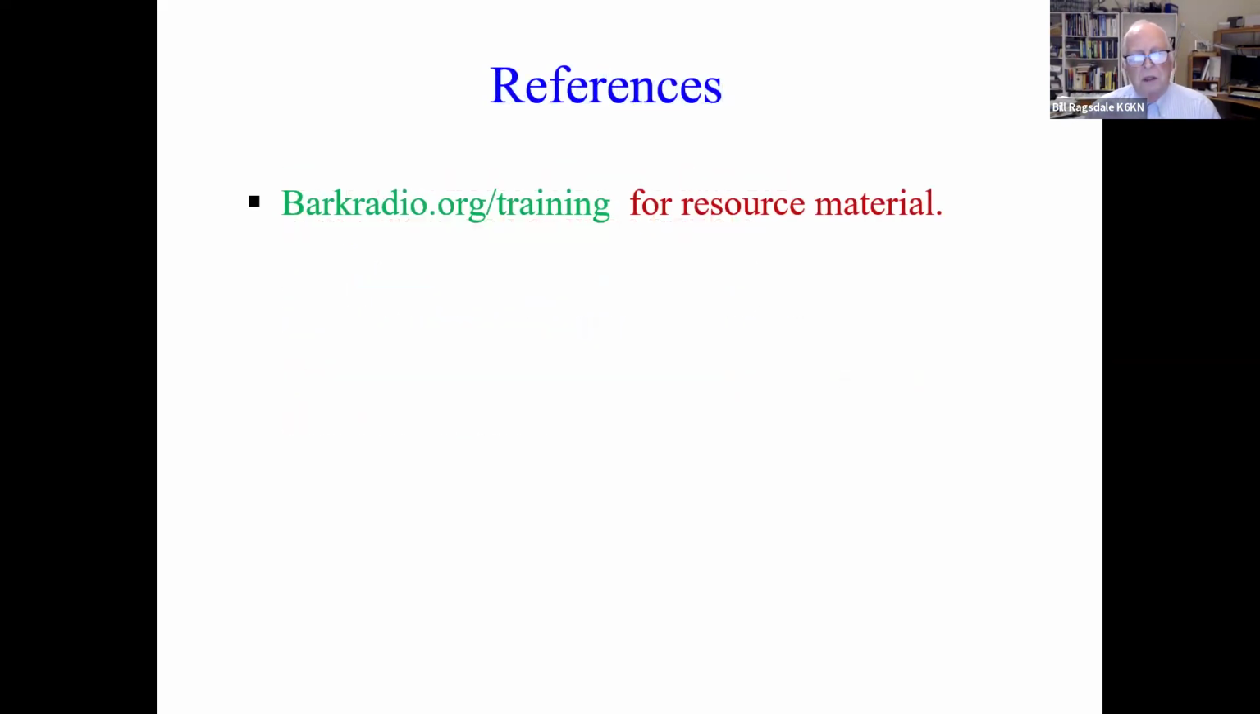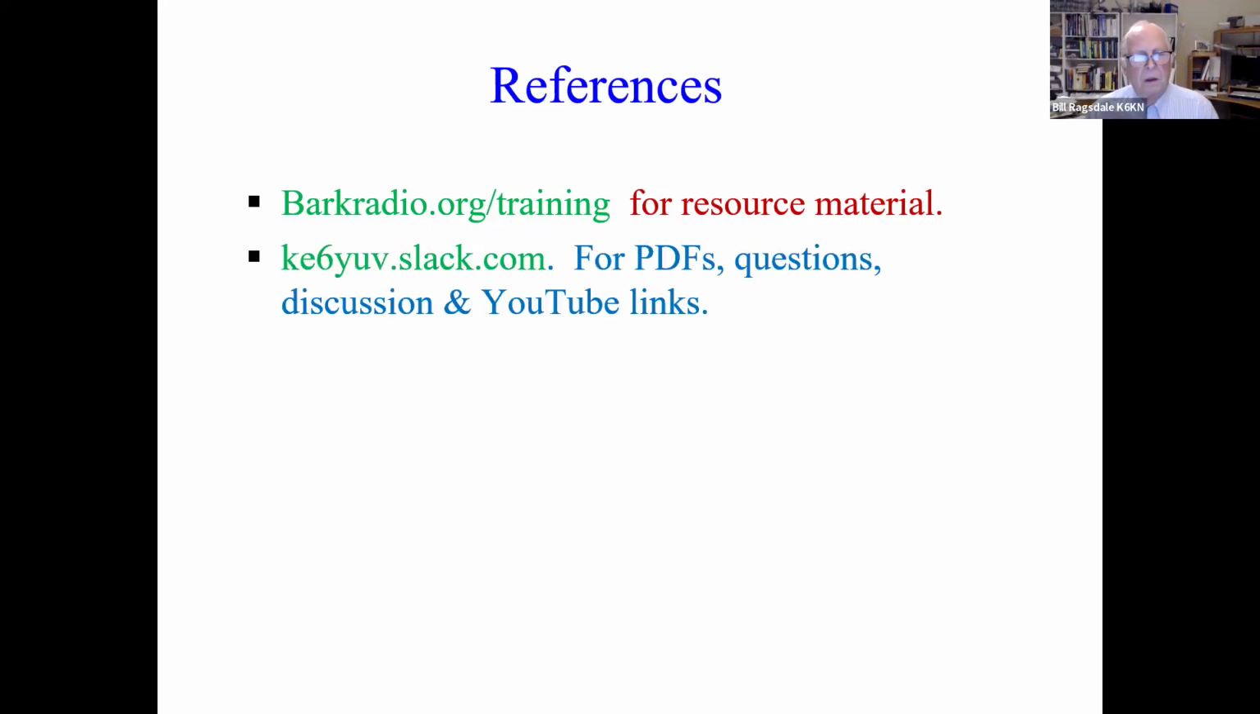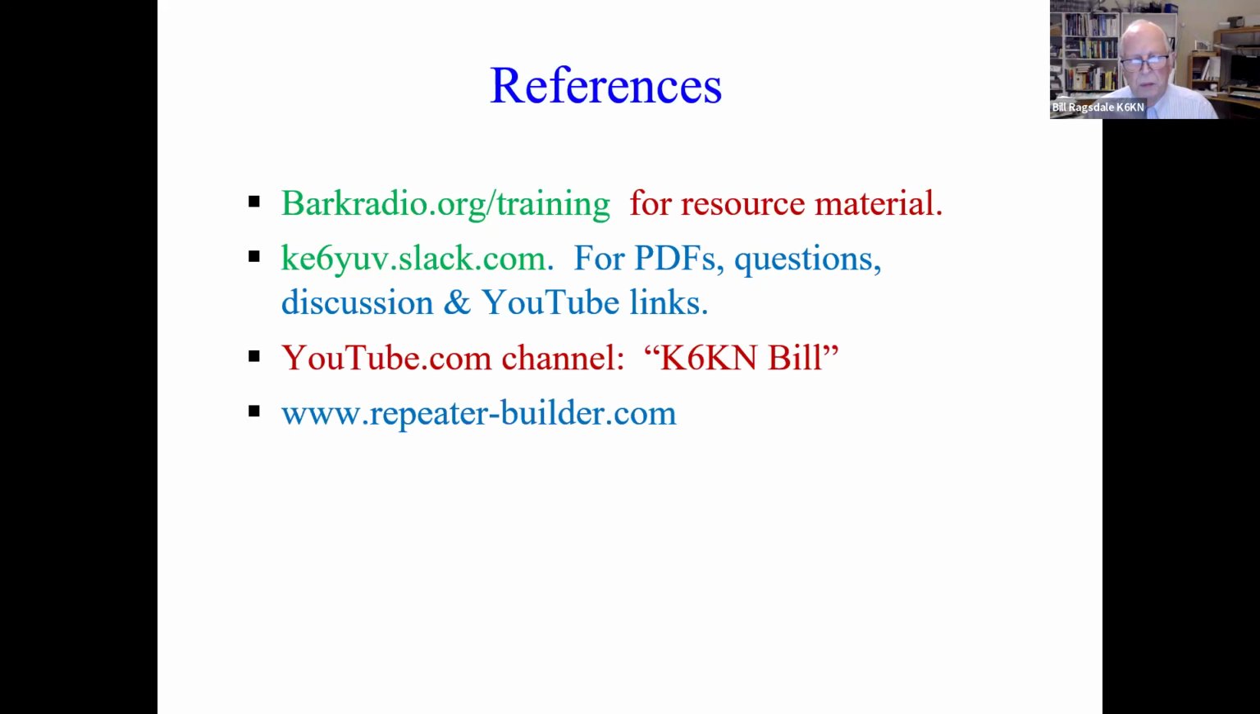So for resource material, barkradio.org/training is our directory for resource material, and shortly these 5 lessons and all of the support material will be posted there. And we've also established for club use the K6YUV Slack, at which we're going to have PDFs, questions, and discussions, but that is a closed Slack system just for the club members. And as I mentioned before, on YouTube at K6KN space Bill, these are all posted.